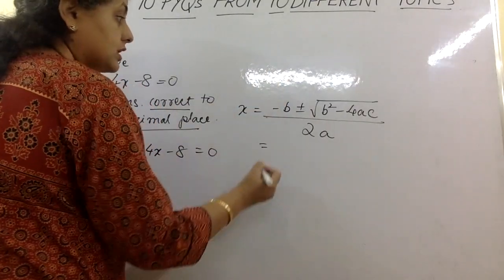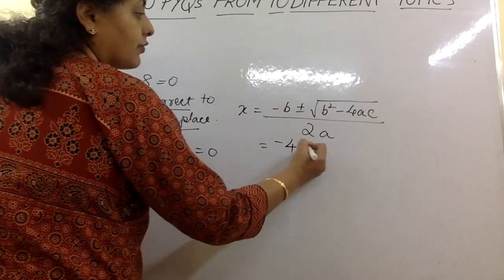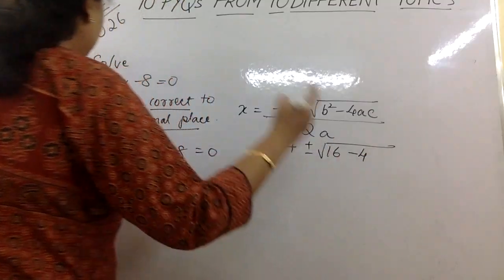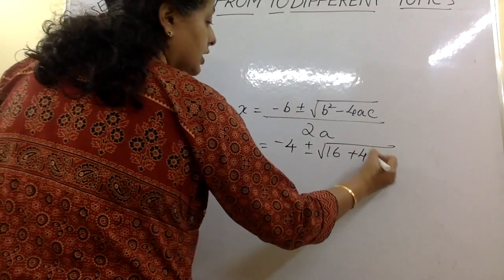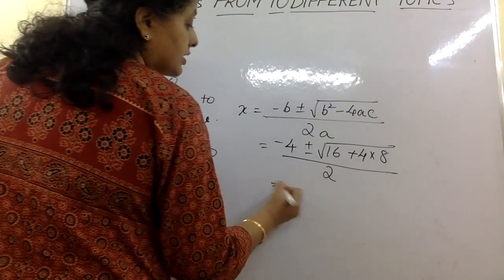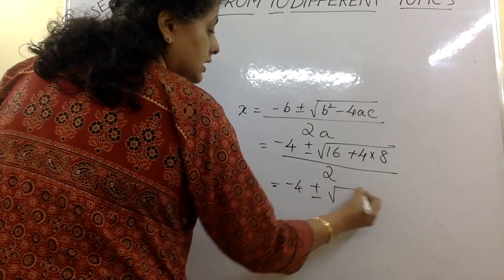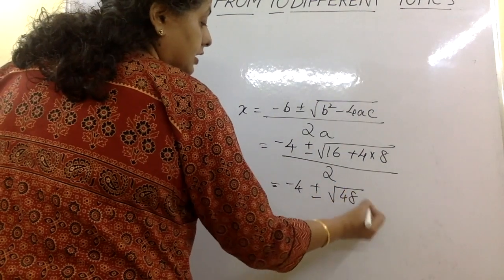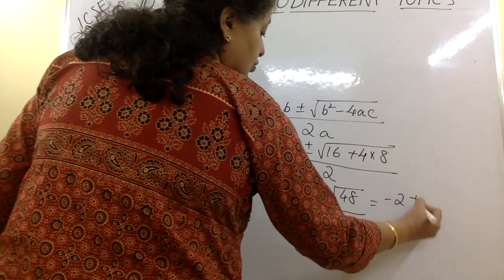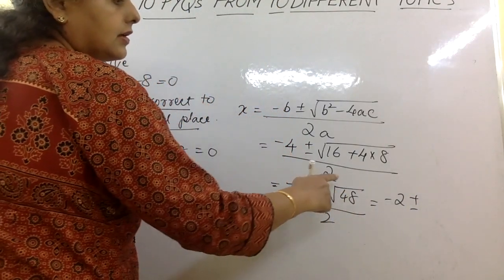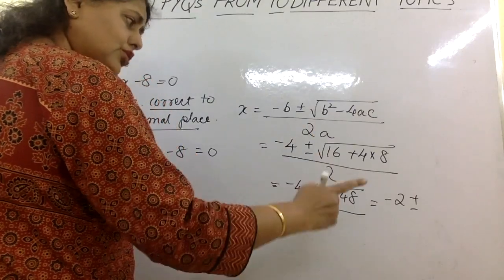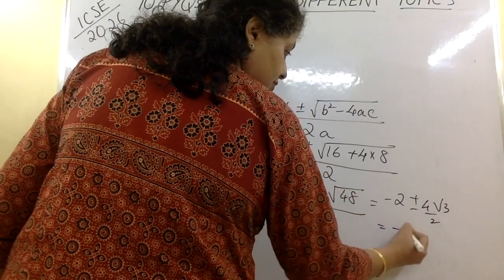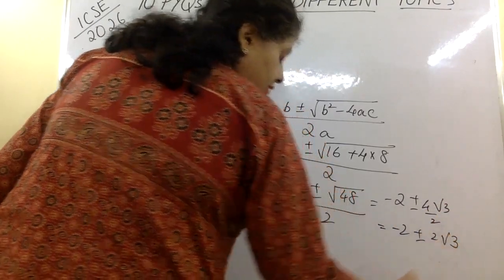So it is safe to use this formula: x = (-b ± √(b² - 4ac)) / 2a. Here b is -4, 16 minus 4 into a, which is 1, and c is -8, so into 8, by 2. Which is -4 ± √(32 + 16), which makes it 48 here by 2. So this is -2 ± ... I can write it as 16 into 3 inside the root sign. So 4 root 3 by 2, which is -2 ± 2 root 3.